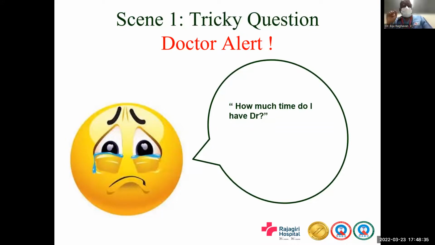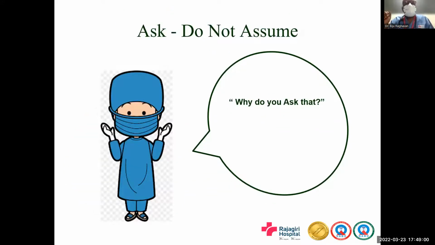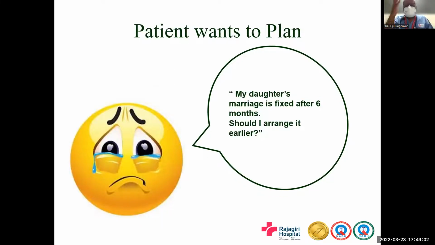And remember, some of these questions can be tricky. When people say something with emotion, for example, "I'm so scared, I'm so worried, am I going to die? How much time do I have, doctor?" When people ask this kind of question, do not assume why they are saying that. Do not assume. Just ask them, why did you say that? And then the patient may say something like, "My daughter's marriage is fixed and should I prepone it?"